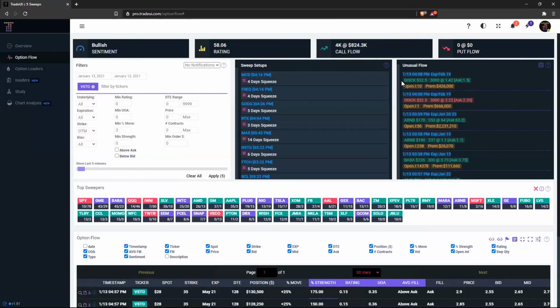Got you. Now, one more thing. This one, the DISCK, looks like a debit spread, because it looks like they're buying calls and puts at the same time. This is a big trade, if you see my screen on the top right: 3,003, the same quantity. Looks like a debit spread. Well, it's not a debit spread if it's calls and puts, right? That's going to be a straddle.